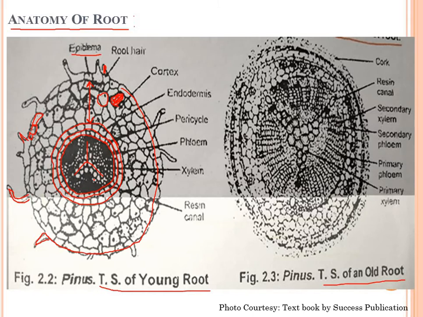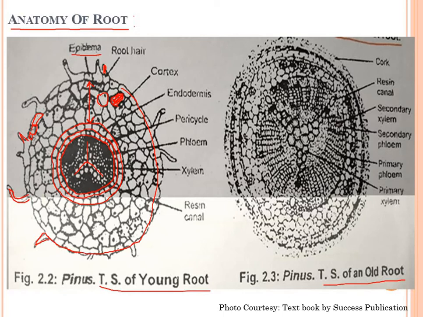Actually, xylem tissue is surrounded by phloem. Xylem is toward the inside, while phloem surrounds the xylem tissue. This is the Y shape vascular bundle, and actually this vascular bundle is conjoint and collateral, meaning both xylem and phloem are present and they lie side by side. This is all about the vascular bundle.